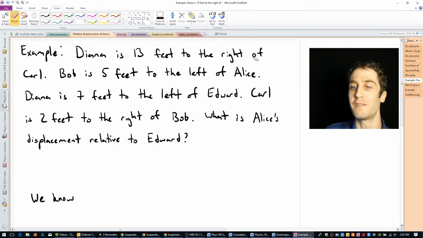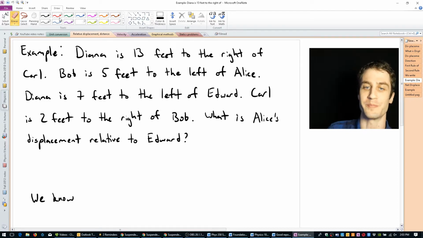Diana is 13 feet to the right of Carl. Bob is 5 feet to the left of Alice. Diana is 7 feet to the left of Edward. Carl is 2 feet to the right of Bob. And what is Alice's displacement relative to Edward? I think you have the information that you need to solve this on your own, so I would suggest pausing the video and trying to solve it on your own.